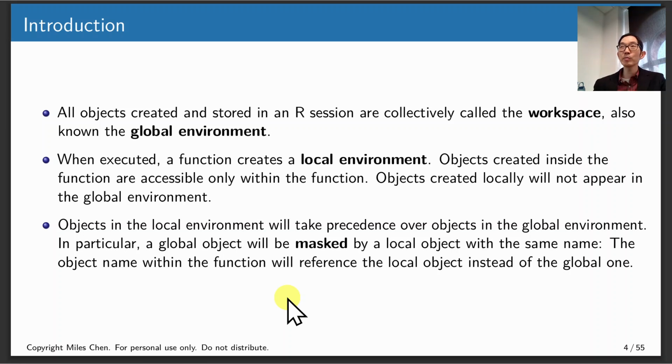Objects in the local environment will take precedence over objects in the global environment. So in particular, a global object that happens to have the same name as a local object will be masked by the local object with the same name. So the object name within the function will reference the local object inside the function rather than the global one.